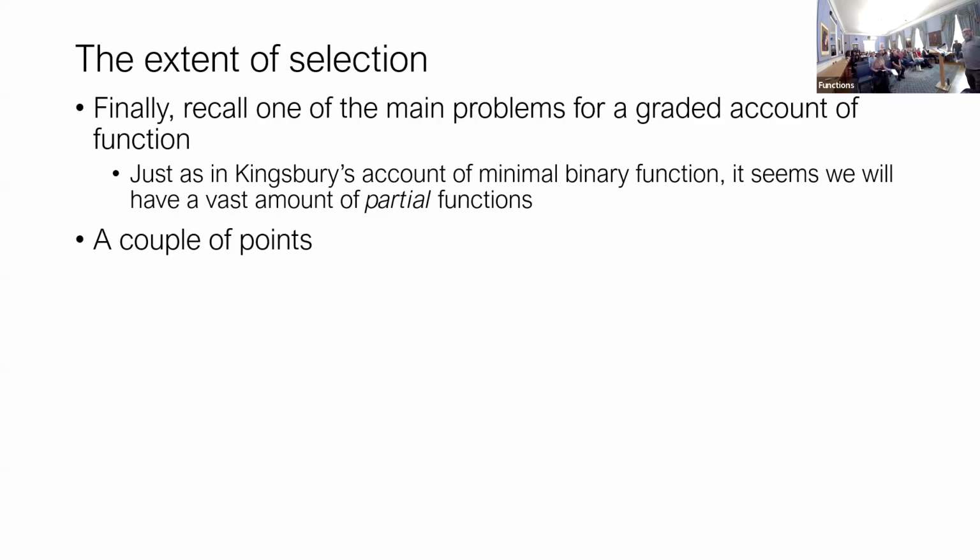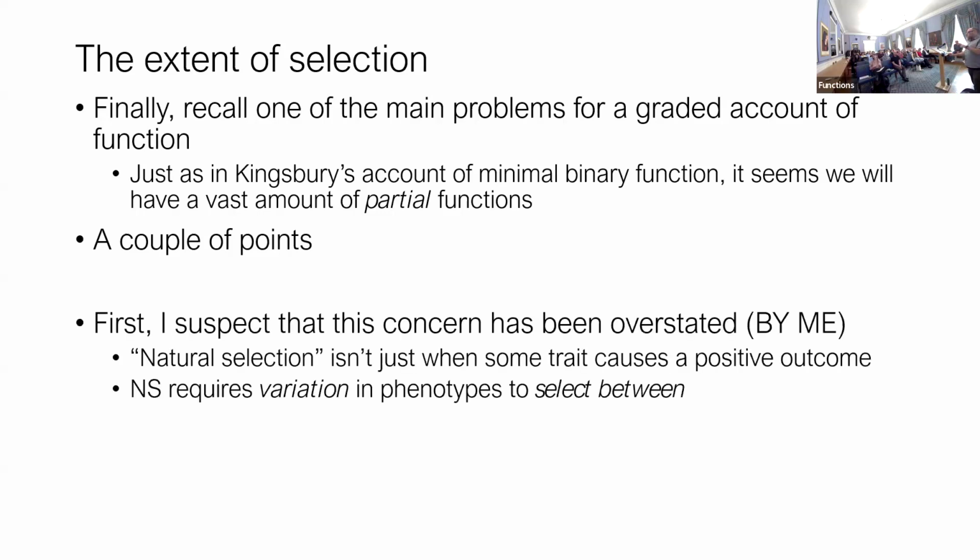Finally, I remember I was really worried for the graded account that we would be flooded with lots and lots of partial functions all over the place. Yeah, that was a big problem. Just as we saw in Kingsbury's account. Suddenly hemoglobin has a function of making blood to some extent. I think that concern has been overstated by me in a very big way, and we'll see if I can communicate why.